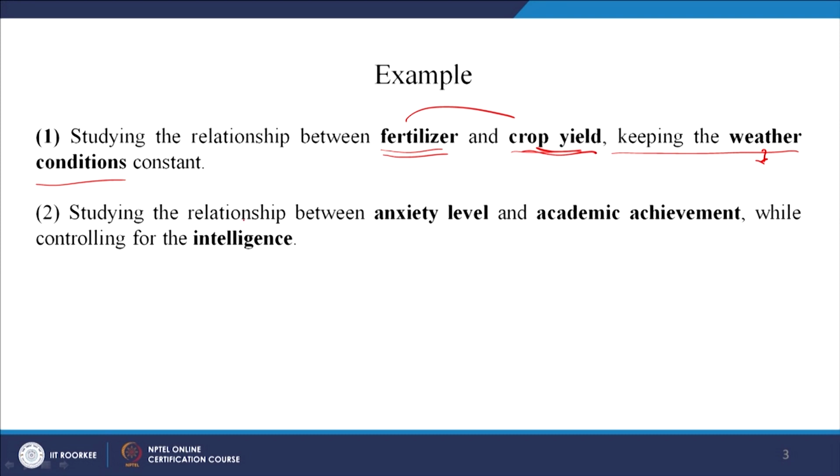Similarly, consider the relationship between the level of anxiety of a student and academic achievement. What is the relationship between the level of anxiety of the student and the academic achievement? Here we are assuming that intelligence is the controlled factor. So we are controlling for intelligence; all students are more or less the same.